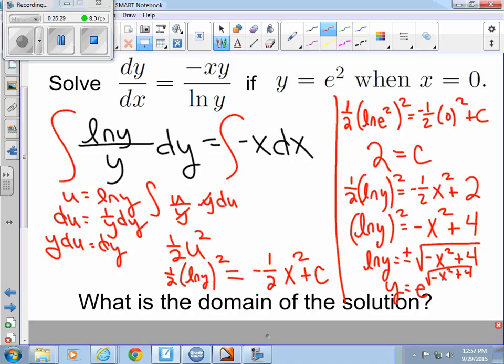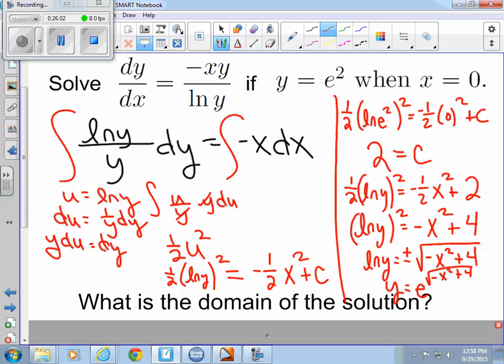On the AP exam, they will not ask domain, but they want it. So you need to answer domain on an open response AP question every time. Always limit the domain accordingly. So first I'm going to think about this. Is there a domain issue here? Like where? Yes. Square roots can't be negative underneath, so I know negative x squared plus 4 needs to be greater than 0. I'll think about that in a second.